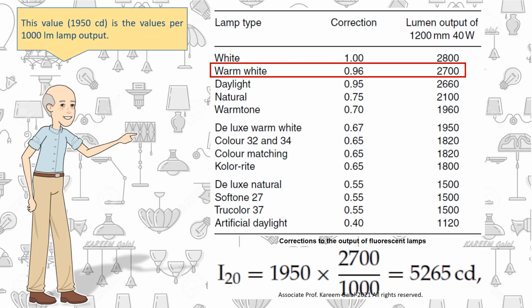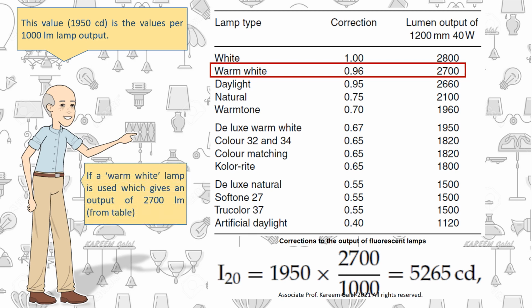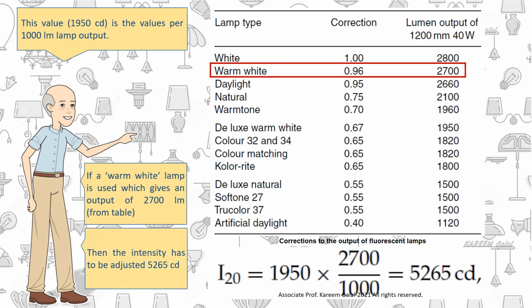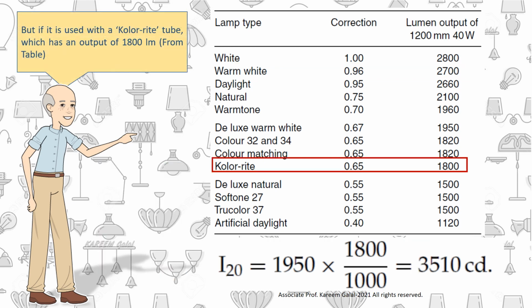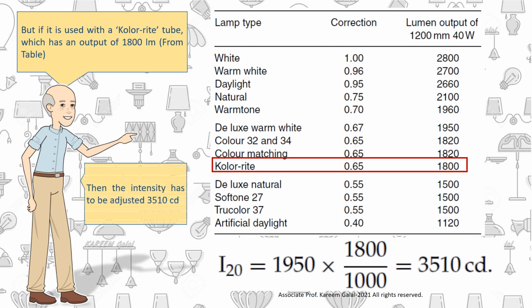This value, 1950 CD, is the value per 1000 Lm lamp output. If a warm white lamp is used which gives an output of 2700 Lm, from table, then the intensity has to be adjusted to 5265 CD. But if it is used with a colorite tube, which has an output of 1800 Lm, from table, then the intensity has to be adjusted to 3510 CD.